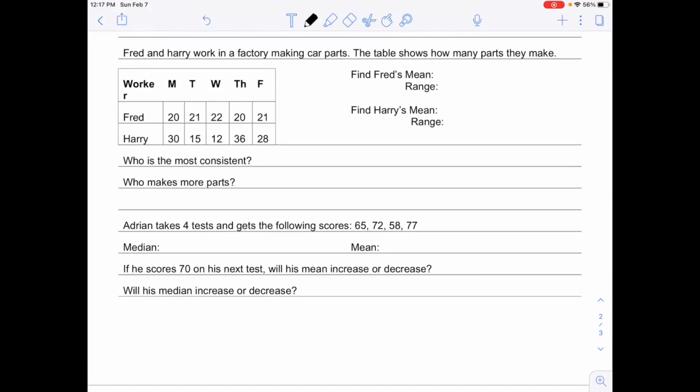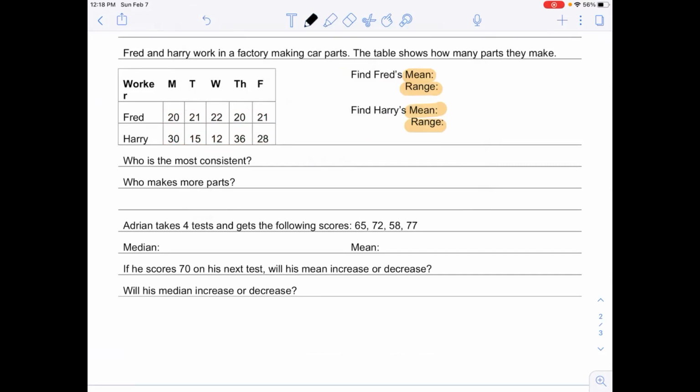So looking at this next problem, Fred and Harry work in a factory making car parts. The table shows how many parts they make. So we want to find Fred's mean, Fred's range, Harry's mean, and Harry's range. So for Fred's mean, we're going to add up all those numbers and divide by 5. For Harry's mean, we'll add up all those numbers and divide by 5. For their ranges, you will just subtract the smallest number from the largest number for each. So pause the video now, see if you can do that, and then restart when you're ready to go.